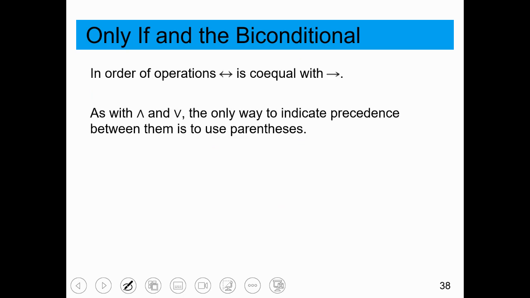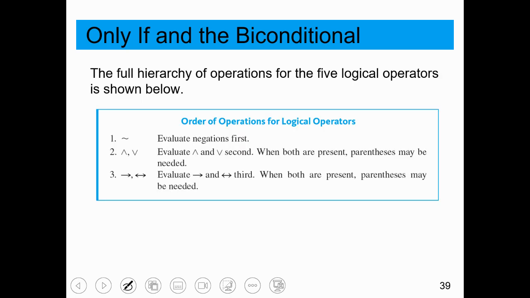In order of operations, you can treat the double arrow the same as a regular forward-facing arrow. As with and or, the only way to indicate precedence between them is to use parentheses. So here's the hierarchy of order of operations for the logical operators that we've used so far. First, evaluate any negations. Then evaluate any ands and ors. Finally, apply the arrows.